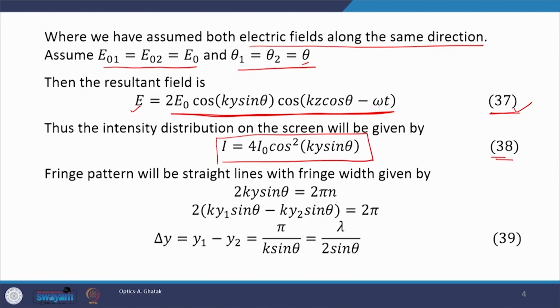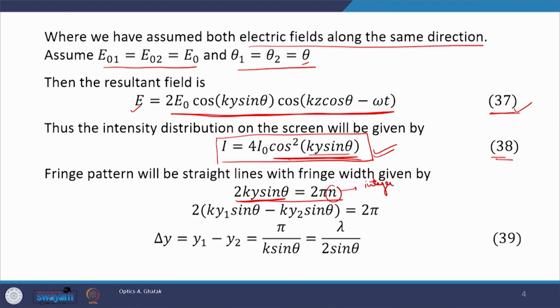Now, how to calculate the fringe width? We know that if you plot it, you will get straight line fringes on the screen. For maxima, this condition holds good, because you know that this expression is nothing but I equal to 4 I naught cos square(del by 2), where del is your phase difference. Now, ky sin theta is del by 2, therefore del would be equal to 2 ky sin theta, and for maxima this phase must be equal to an integral multiple of 2 pi, where n is an integer.